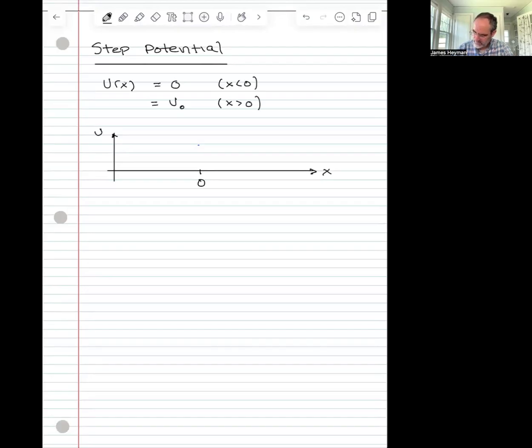That is, it looks like this. 0 for x less than 0, and U0 for x greater than 0. And there's a sharp step at x equals 0. And we'd like to find the wave function everywhere and find how the wave function depends on the energy.